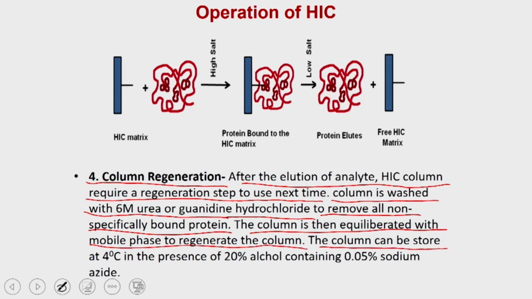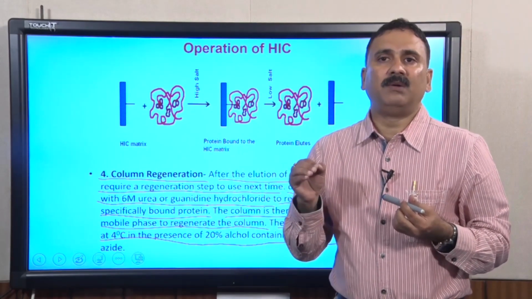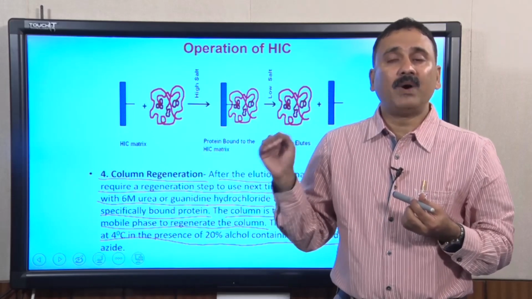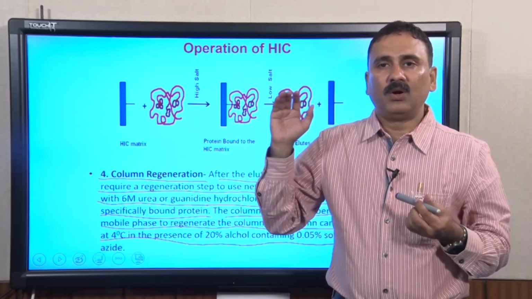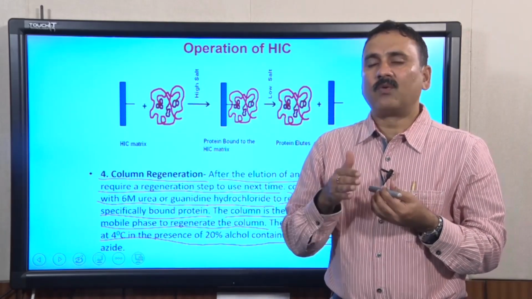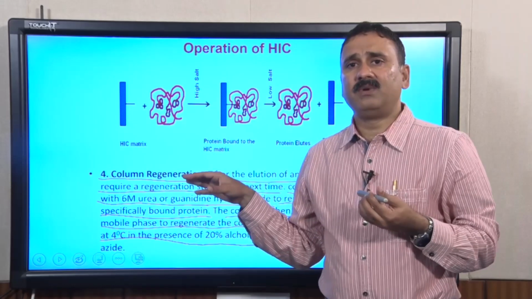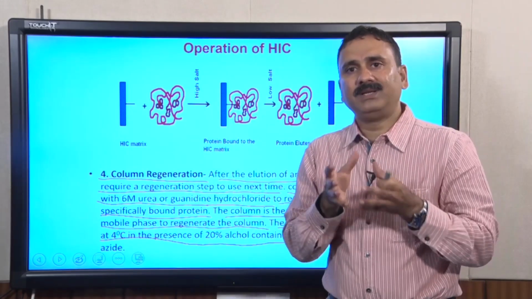The column can be stored at 4 degrees in the presence of 20% alcohol containing sodium azide. So, while you are not using any of the columns, even if it is an ion exchange column or HIC column or gel filtration column or any other column, you should ensure that you store this column in 20% alcohol containing 0.2% azide. The alcohol and azide combination is going to protect the column material from bacterial infection or degradation, because most of these columns are made up of the sepharose or the agarose beads.